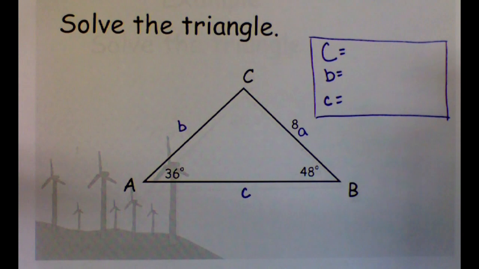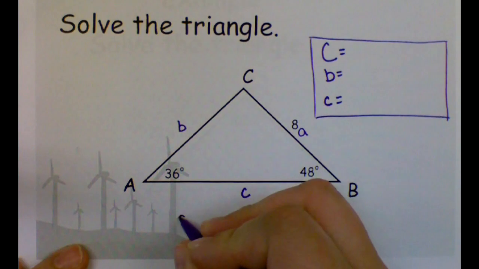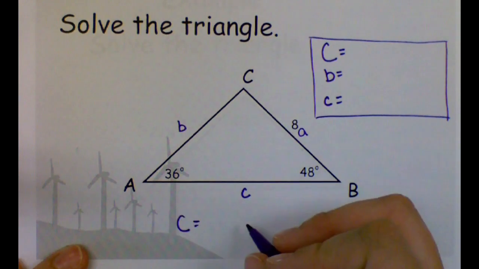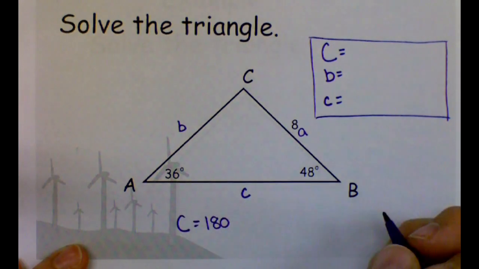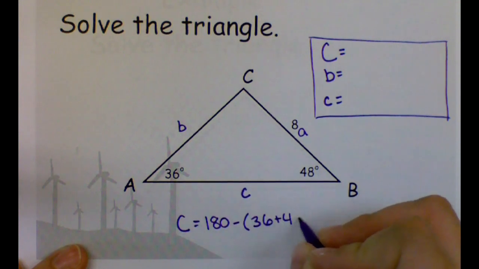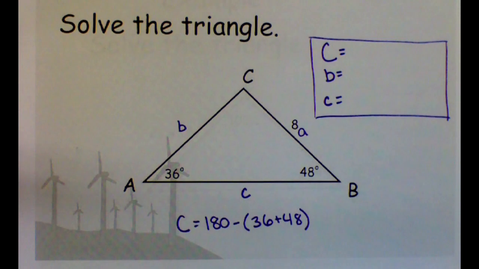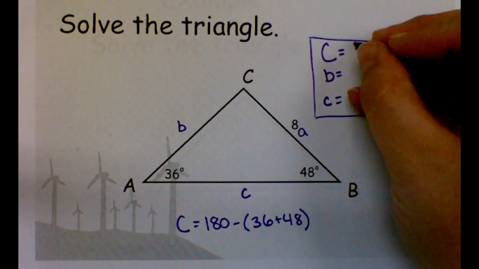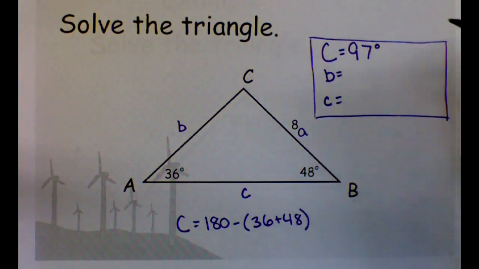Now, anytime you only have to find one angle, it's actually quite straightforward, because the angles of a triangle always add up to 180. So if I take away from 180 my 36 and my 48, I will get my angle C. All right, angle C is 97 degrees.